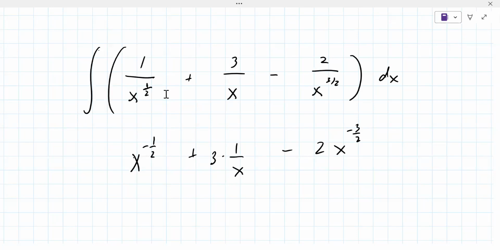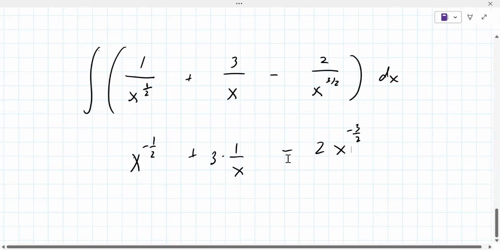All right. Do you want me to continue working it out, or do you want to give it a try from here? I think I can give it a try from here.